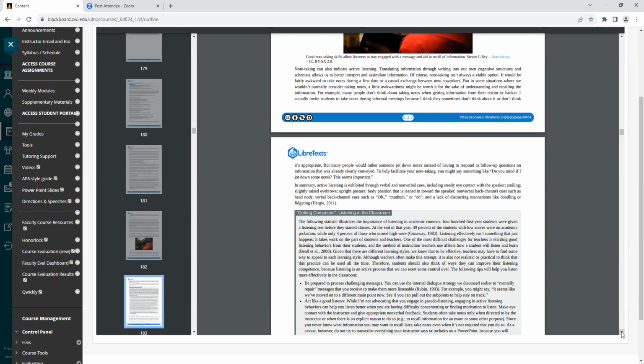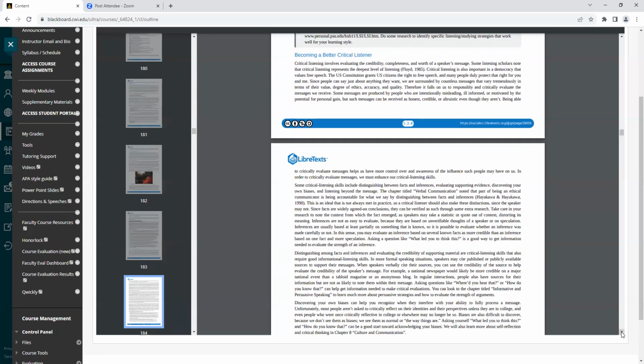In summary, active listening is exhibited through verbal and nonverbal cues, including steady eye contact with the speaker, smiling, slightly raised eyebrows, upright posture, body position that is leaned in toward the speaker, nonverbal back channel cues such as head nods, verbal back channel cues such as okay, mm-hmm, or oh, and a lack of distracting mannerisms like doodling or fidgeting.